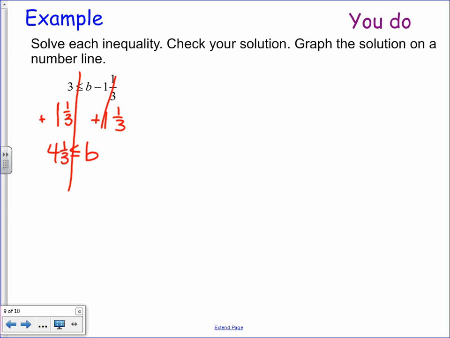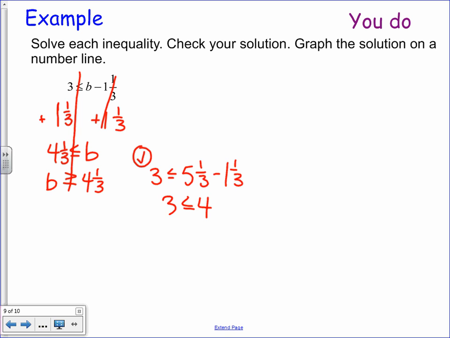Now your b and your 4 1/3 want to switch. And then this less than or equal to is going to change to greater than or equal to. So I want a number that is going to be bigger than 4 1/3 or equal to 4 1/3. And I'm going to choose 5 1/3. So I get 3 is less than or equal to 5 1/3 minus 1 1/3. And 5 1/3 minus 1 1/3 is 4. And I get 3 is less than or equal to 4, which is a true statement.